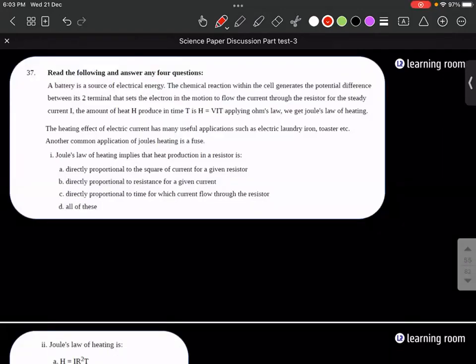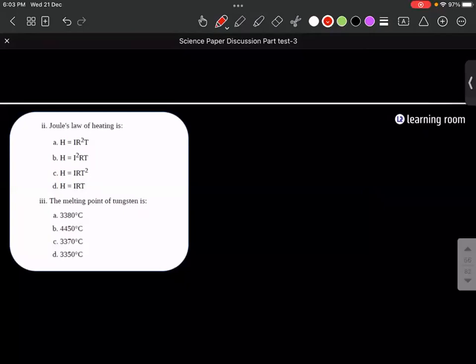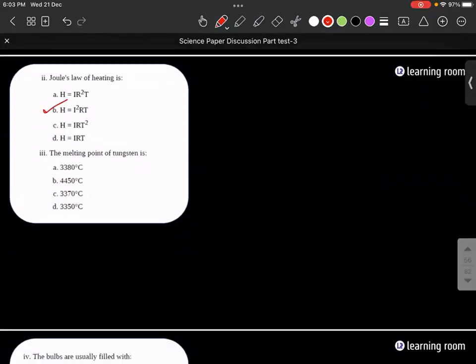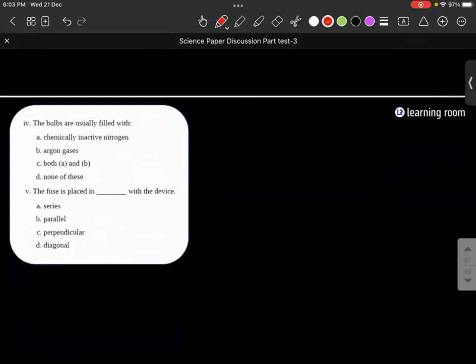37th. A battery is a source of electrical energy. All these things are okay. Joule's law of heating implies that the heat produced is directly proportional to resistance. So the answer for the 37th one is all of these. Joule's law of heating is H is equal to I square RT. The melting point of tungsten is, see this one, you need to memorize it, 3380 degrees Celsius.